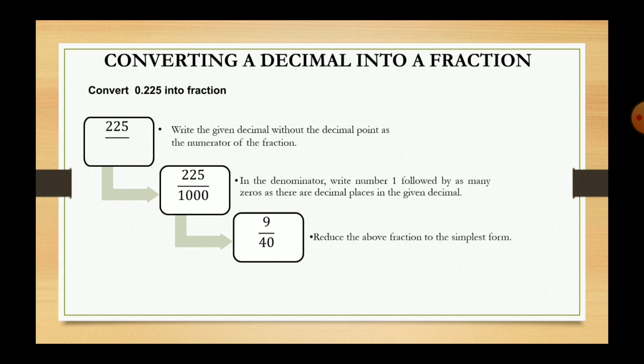But as you can see, it is not in its standard form. So to convert it into its simplest form, reduce the numerator and denominator by the common factor, that is 25. So 225 reduced by 25 becomes 9, and 1000 reduced by 25 becomes 40. So the decimal 0.225 can also be written as 9 upon 40 in fractions.